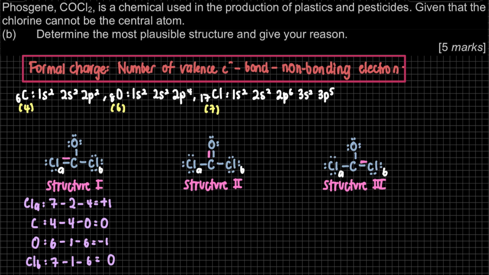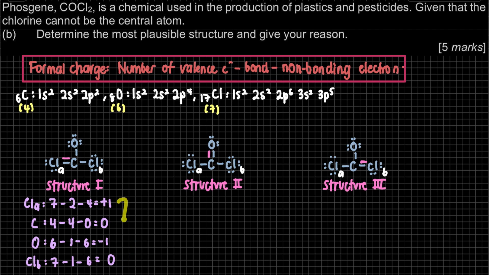So that's why it is important to label chlorine A and B. Sometimes they could have the same formal charge, but they could be different as well. So just to be safe, label both and calculate both. As we can see here, it has 2 different formal charges.